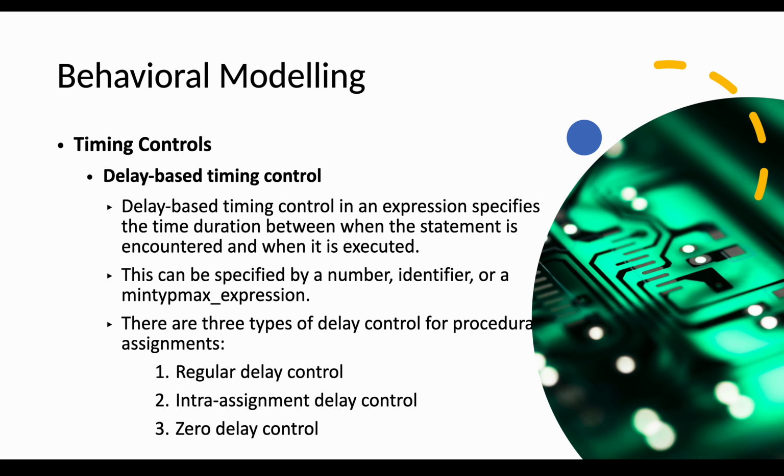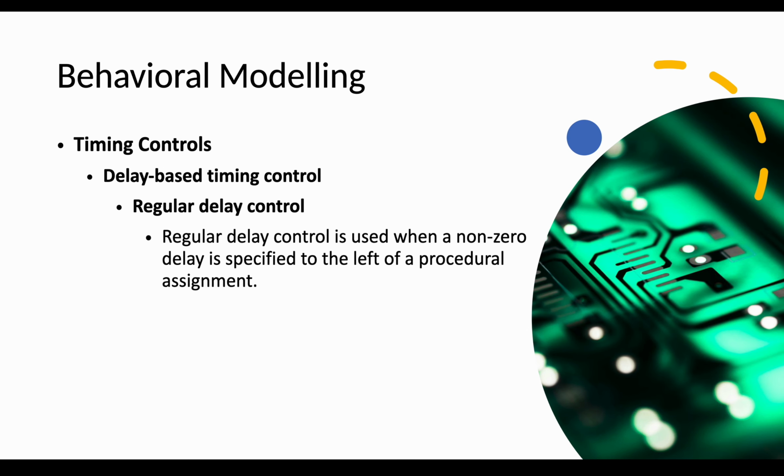Delay based timing control in an expression specifies the time duration between when the statement is encountered and when it is executed. This can be specified by a number, identifier, or a min, typical, max expression. There are 3 types of delay control for procedural assignments: regular delay control, intra-assignment delay control, zero delay control. The first one we are going to discuss is regular delay control. Regular delay control is used when a non-zero delay is specified to the left of a procedural assignment.